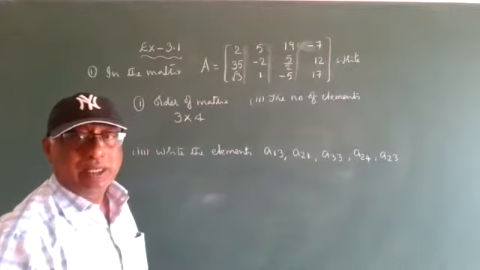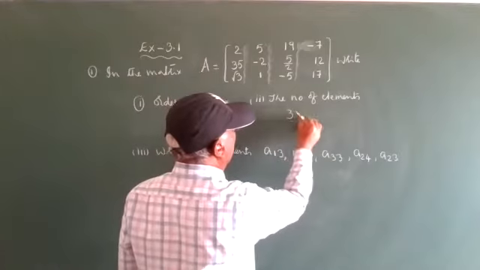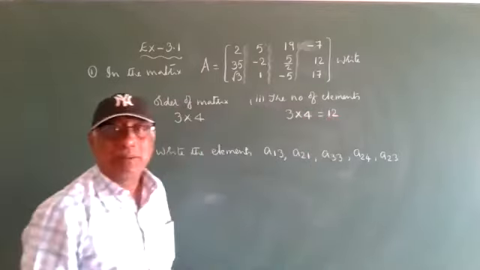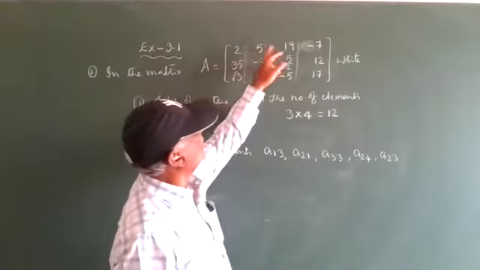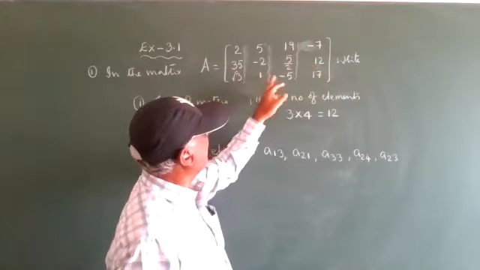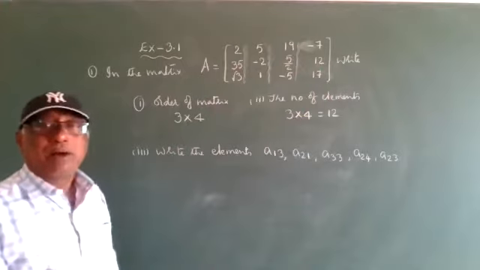Okay? So this is the number of elements we need. Multiply these: 3 into 4. Multiplication will give the number of elements in the matrix. Count them up: 1, 2, 3, 4, 5, 6, 7, 8, 9, 10, 11, 12. Multiply the order and we get the number of elements.